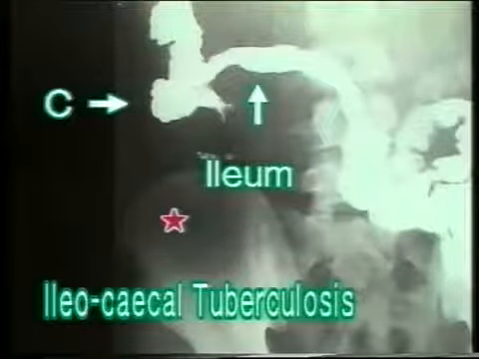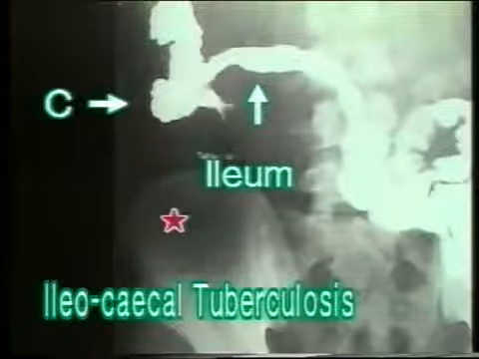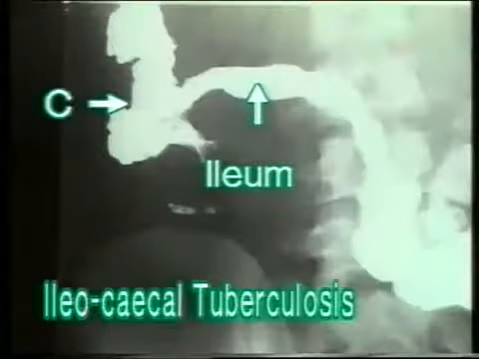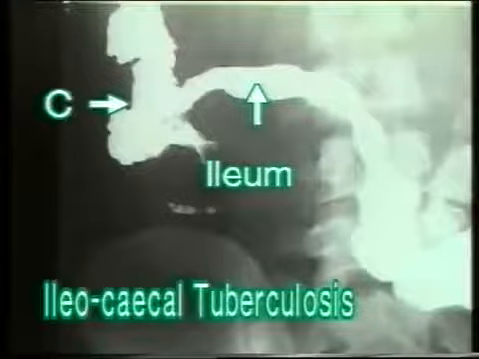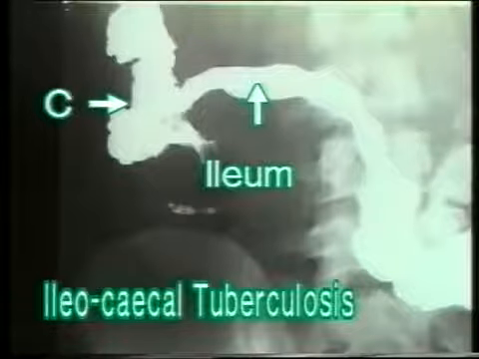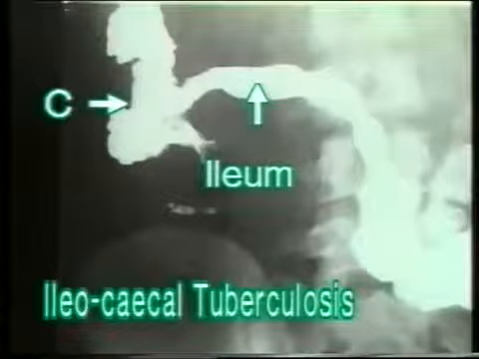The terminal ileum is narrowed, termed as the Stierlin sign, and the ileum proximal to this narrowed segment is dilated. Note in the close-up picture the badly contracted and pulled up cecum, spastic long narrow segment of the terminal ileum, and dilated ileum proximal to it. This is the classical picture of ileocecal tuberculosis on barium meal.